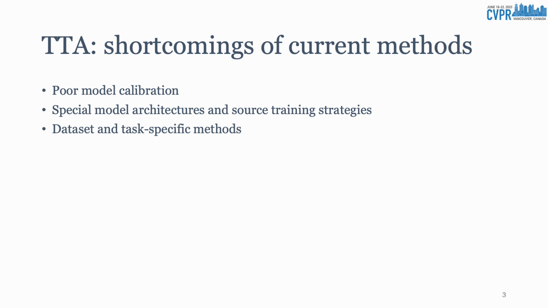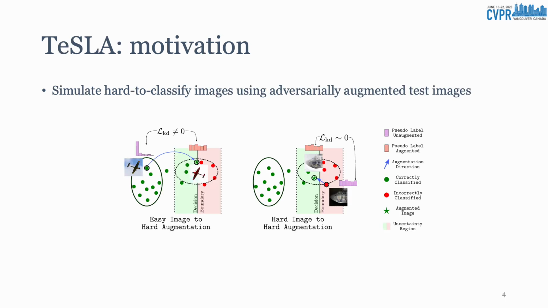Current TTA methods have several shortcomings, for example, outputting overconfident predictions leading to model calibration issues, dependency on architectures and training strategies, inconsistent performance across different types of distribution shifts, and limited applicability.